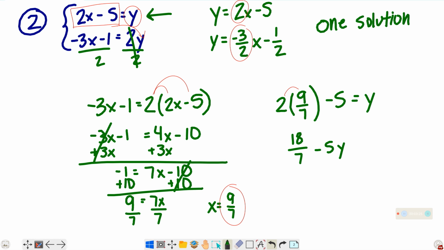18/7. You might ask yourself, how many times does 7 fit into 18? And it's twice. 2 times 7 is 14. So that means from 14 to 18, there's 4 extra pieces. Oops, there should be an equal sign there. Okay, so I need 2 and 4/7 minus 5.